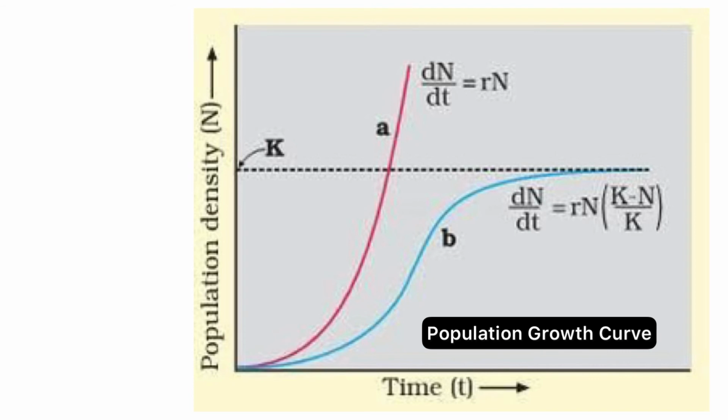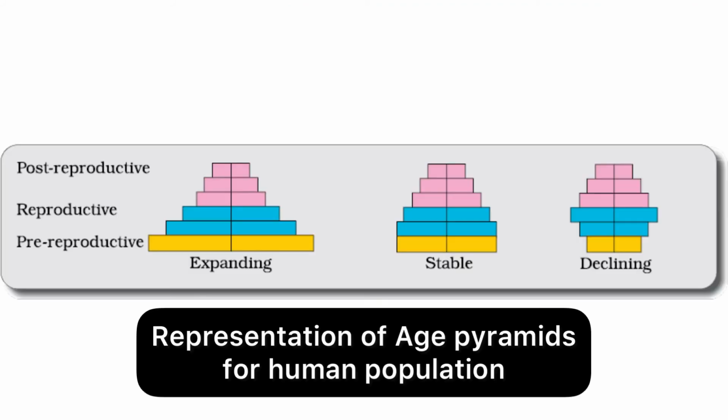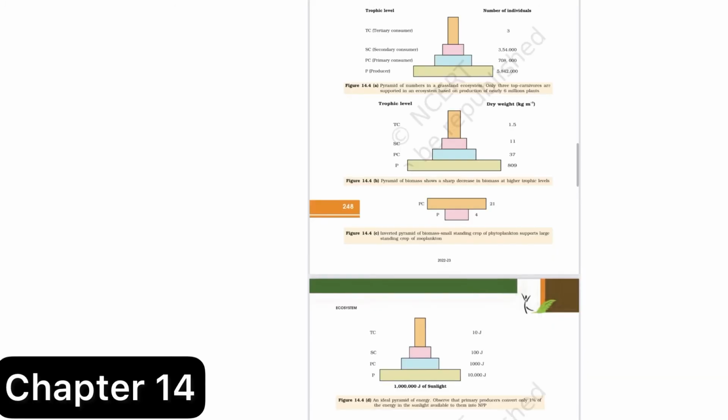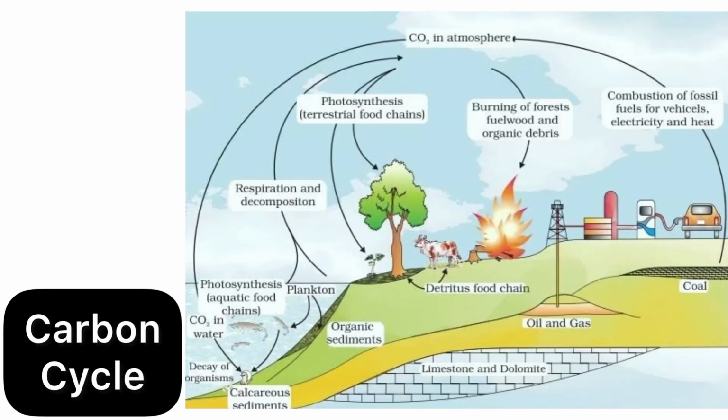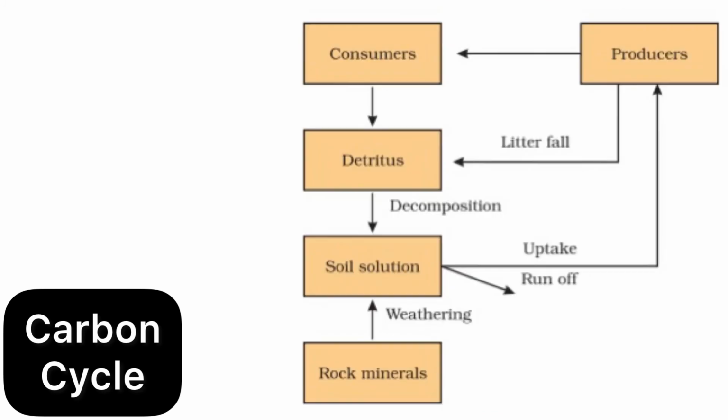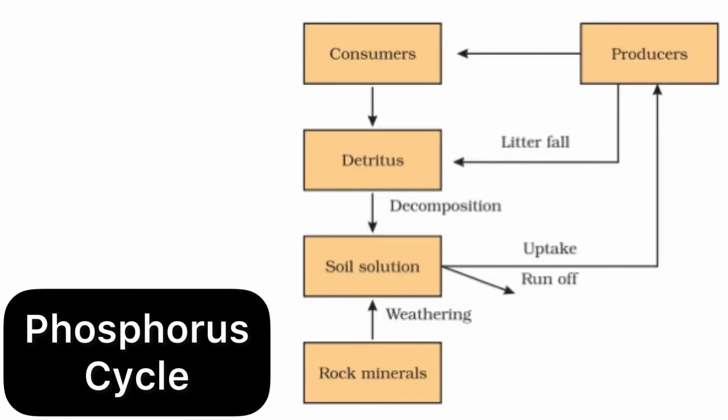This is a population growth curve where the exponential growth and the logistic growth curve both are represented in the graph. This is representation of age pyramids for human population. Chapter number 14, Ecosystem. The pyramids of numbers, biomass and energy are equally important, theoretically as well as in schematic representation. As well as carbon cycle and phosphorus cycle, both the cycles are important.